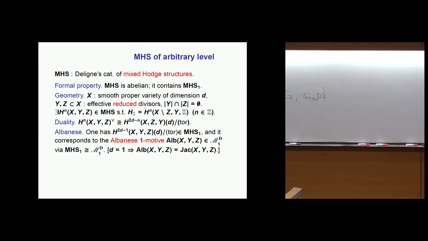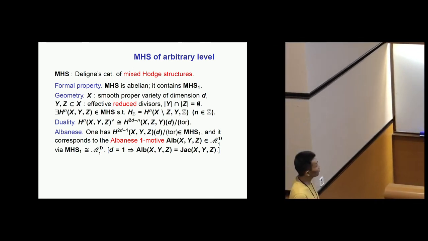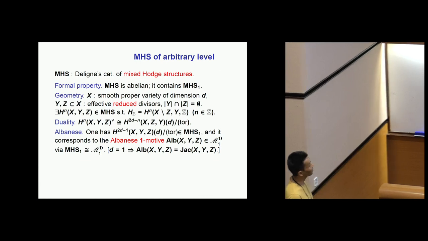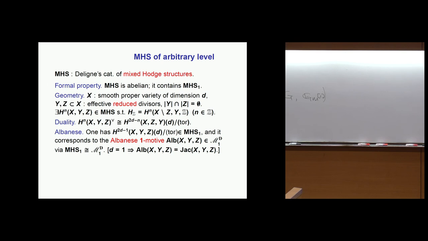Then we have a canonical way of constructing mixed Hodge structures whose underlying Z module is a relative cohomology group of the complement of Z relative to Y. Previously, I used the complement of Y relative to Z, but before I used homology, and now we switch to cohomology, so I changed the order. This is the underlying Z module, and there's a canonical way of constructing mixed Hodge structures on this group.